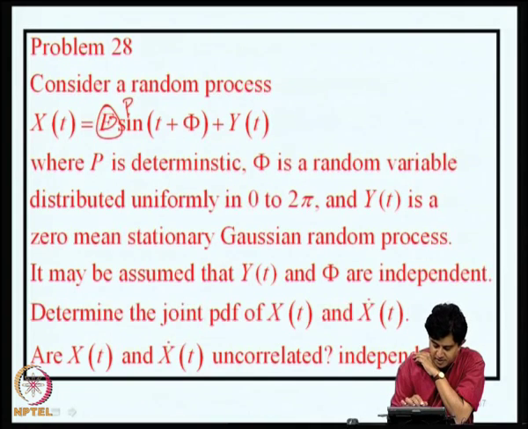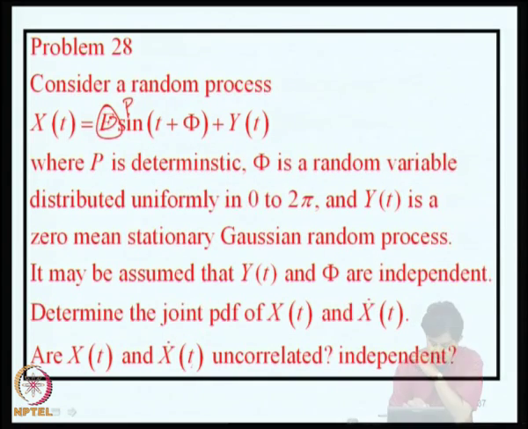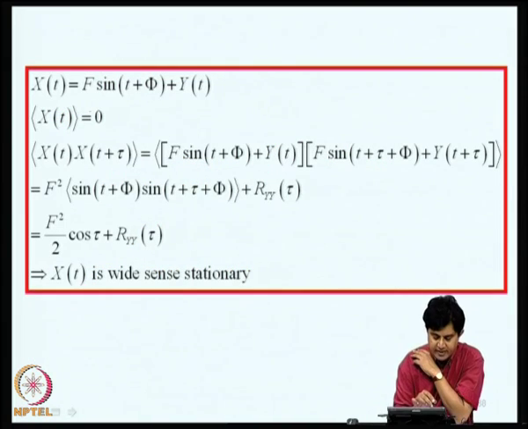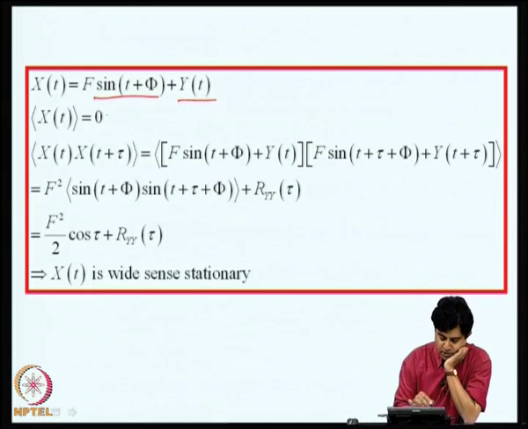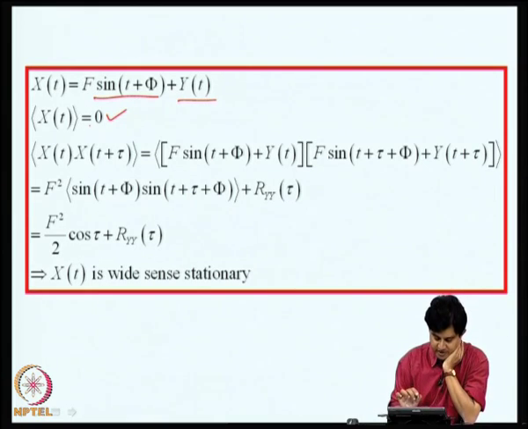Now, we are asked to determine the joint PDF of x of t and x dot of t. The question is, are x of t and x dot of t uncorrelated or independent? So, x of t is A sin(t plus phi) plus y of t. You take expected value, phi is uniformly distributed between 0 to 2 pi. So, expected value of this would be 0, the expected value of this also would be 0, therefore, expected value of x of t would be 0.